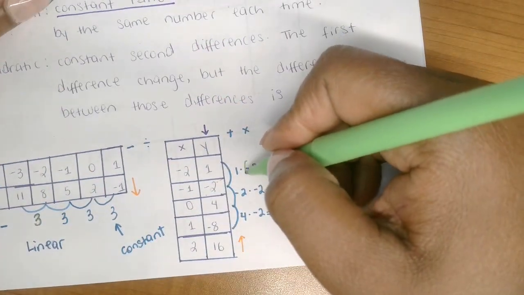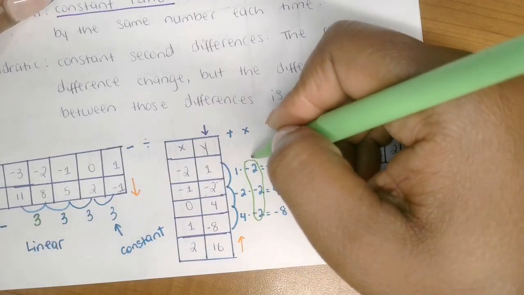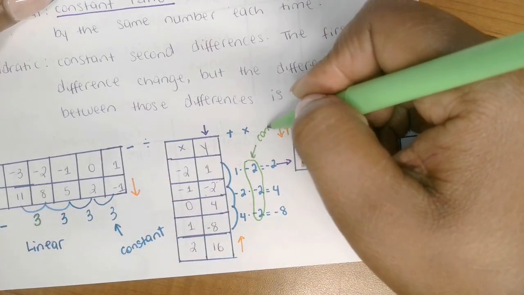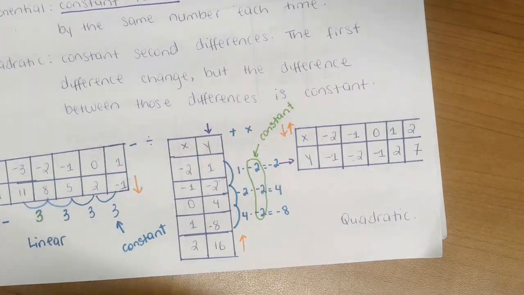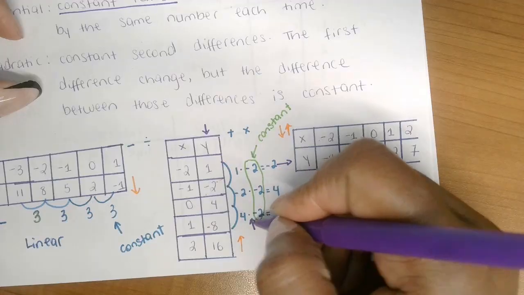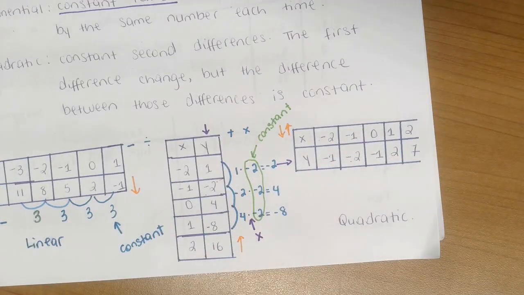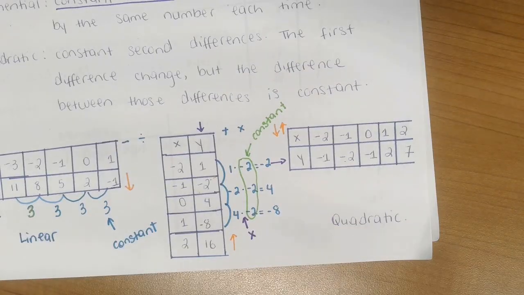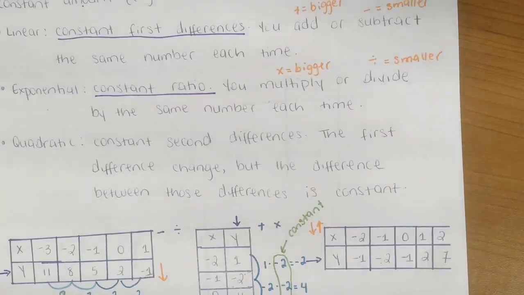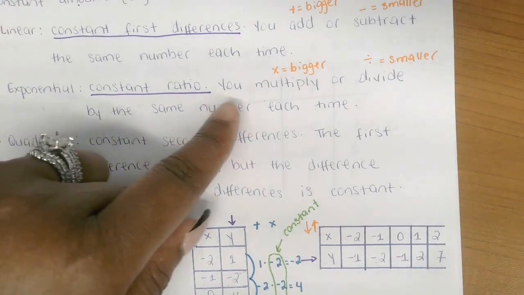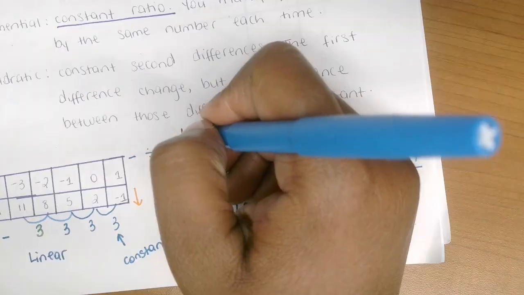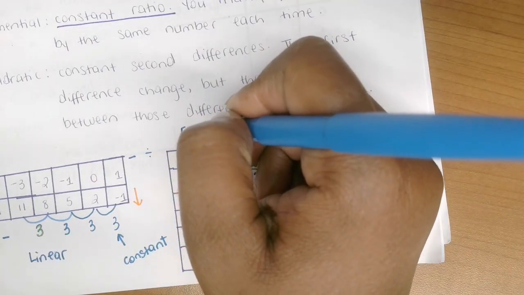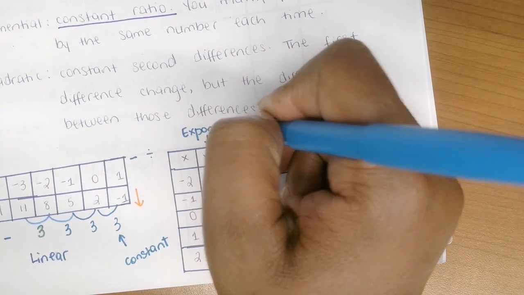So we identify, use a different color, that our constant number is -2, and the sign that we are using is multiplication. So constant, -2, sign, multiplication. If we don't remember, we go back to our notes, and it says you multiply or divide by the same number each time. So we know this is an exponential function.